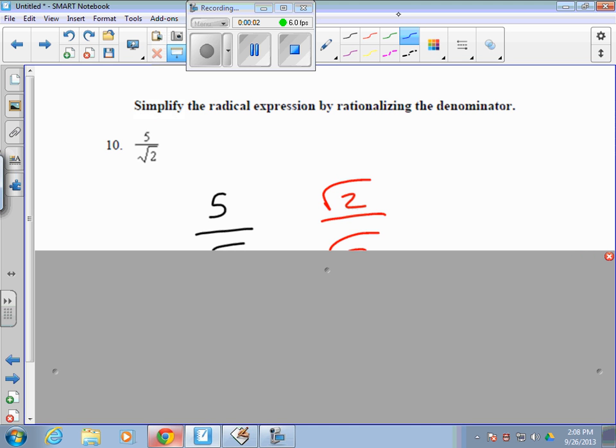This is Algebra 2, test number 7. This is our study guides, test number 7. This is part 2. Starting out at number 10, it says 5 divided by the square root of 2.